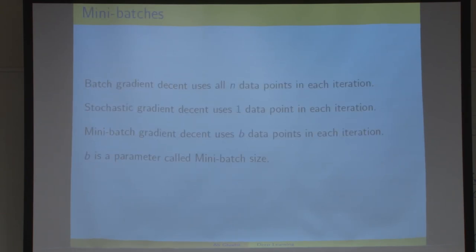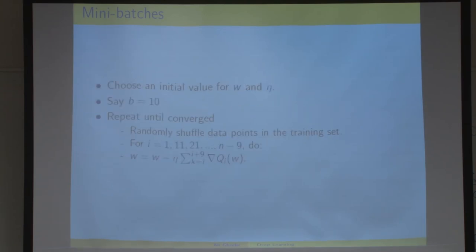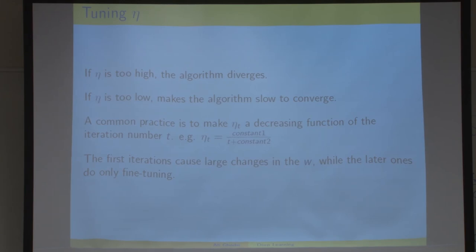And then you have mini batch gradient descent. Instead of looking at the summation of all n data points, you look at the summation of b data points. B is a subset of n, and this b could be a parameter of the method. Here is the algorithm for mini batch: you choose your initial value, then you choose B, and then you repeat until it converges, again randomly shuffling data points in the training set. If B is 10, you go over from 1 to 11 to 21 and so on, each time with a subset of 10 data points. Sometimes it works better, but using only one is the most common.